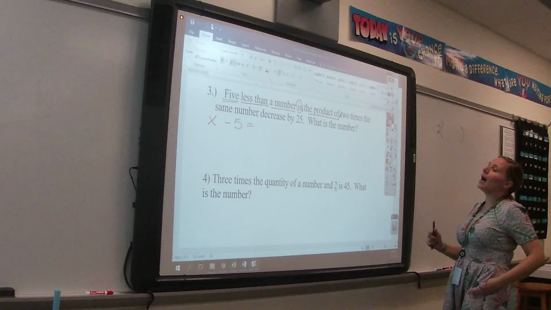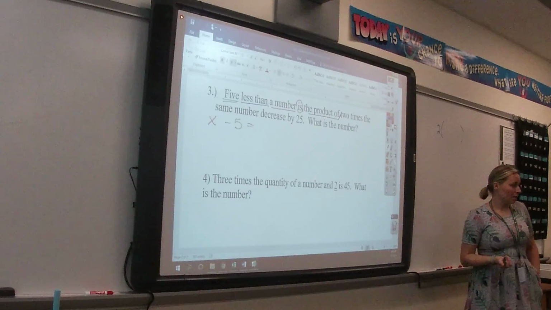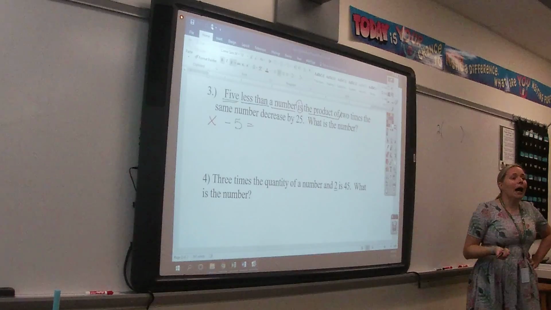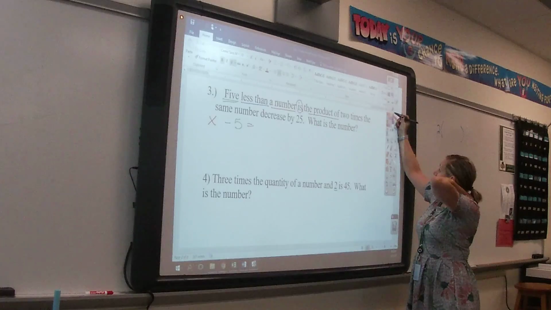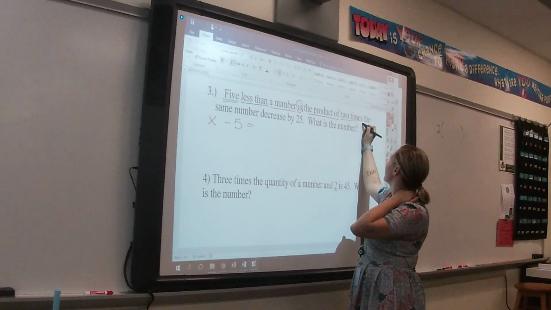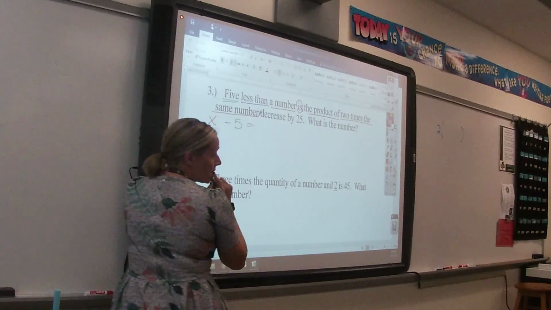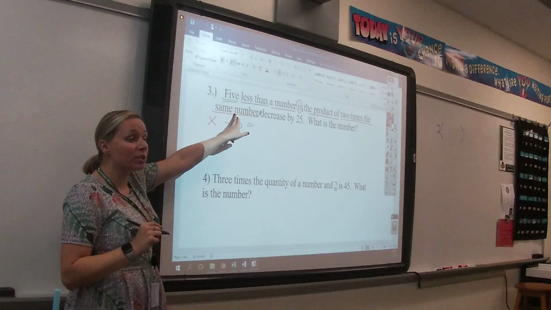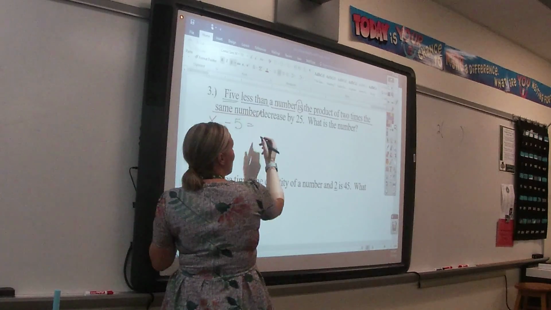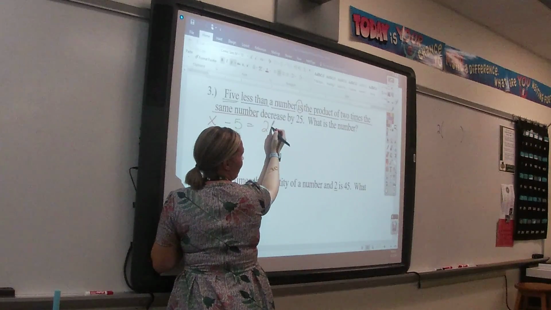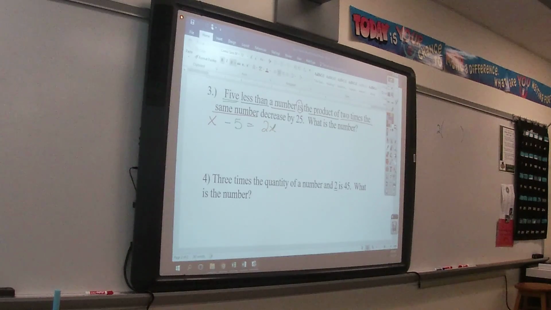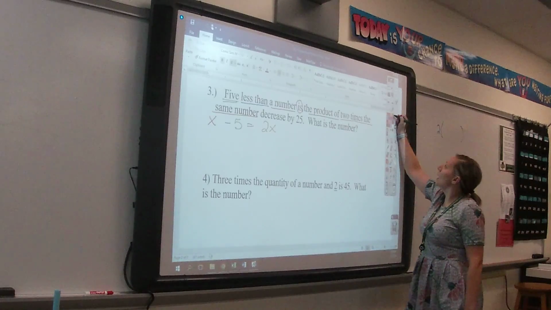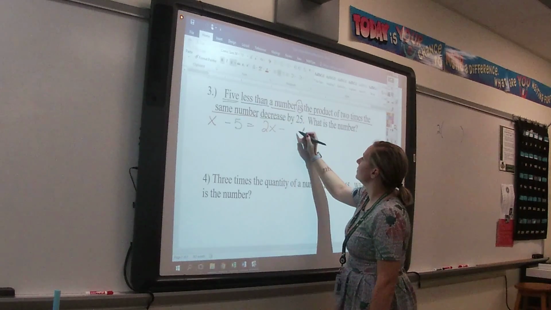Of 2 times the same number. 2 times the same number. How are we going to do 2 times the same number? 2 times x. The same number tells us to put the same variable. What way do I want to represent multiplication between these? 2x. Just 2x. And that takes care of all the multiplication for me. Decreased by, minus, 25.